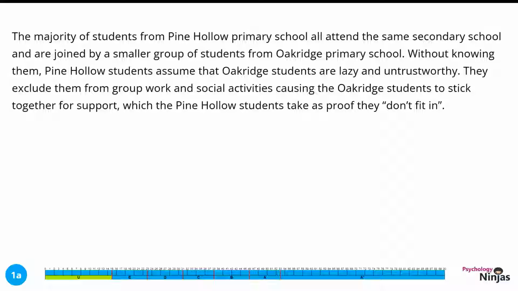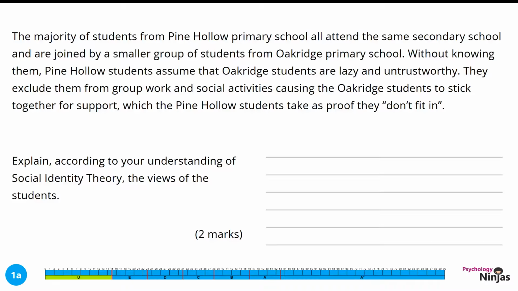The majority of students from Pine Hollow Primary School all attend the same secondary school and are joined by a smaller group of students from Oak Ridge Primary School. Without knowing them, Pine Hollow students assume that Oak Ridge students are lazy and untrustworthy. They exclude them from group work and social activities, causing the Oak Ridge students to stick together for support, which the Pine Hollow students take as proof they don't fit in.